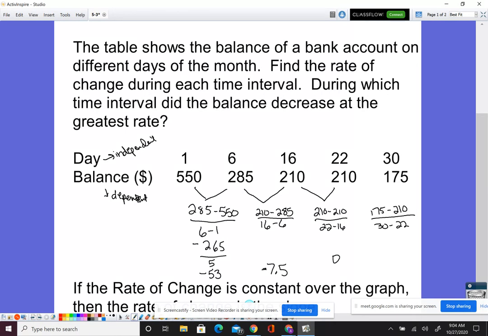What can you say just in general about this bank account? Well, as you look at it, as you go down throughout the month, the amount of money in the account keeps going down. So that would say that they are not putting any deposits into that account.